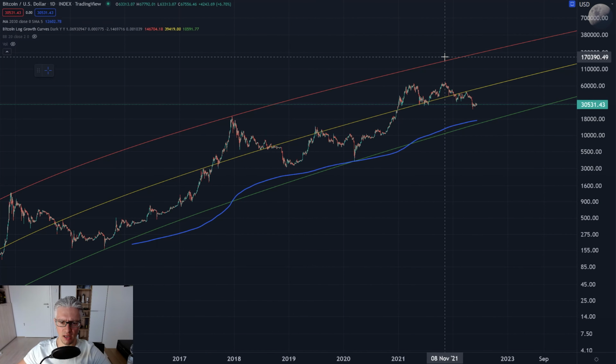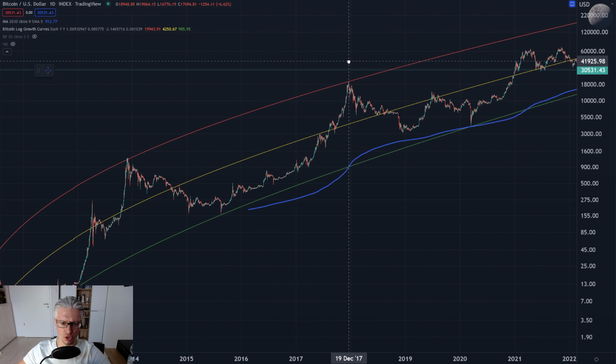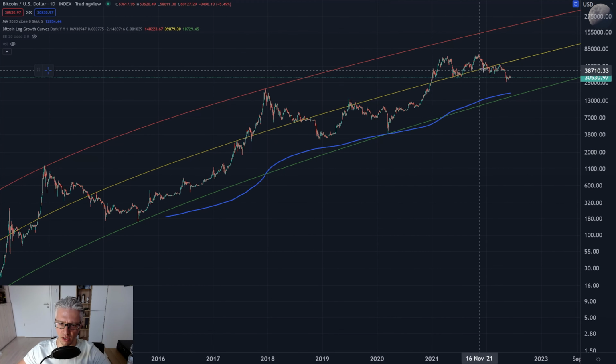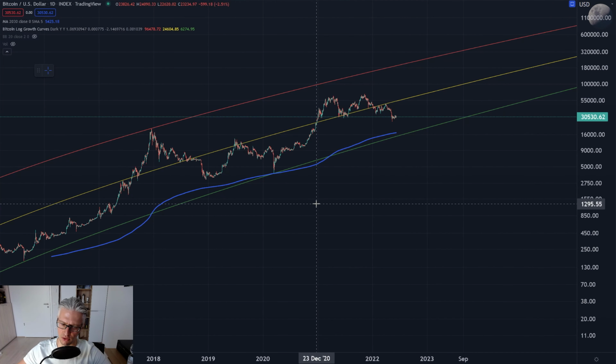The upper line we can say is the resistance line. So when Bitcoin reaches extreme overvaluation, it goes towards the red line. When it goes towards the green line, we can say Bitcoin is really undervalued. And the yellow line would represent something like the median value or fair value, if you will.